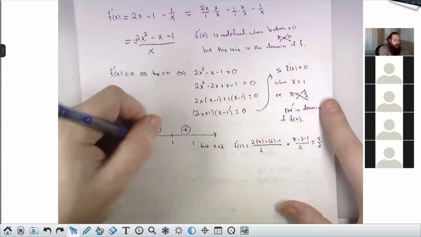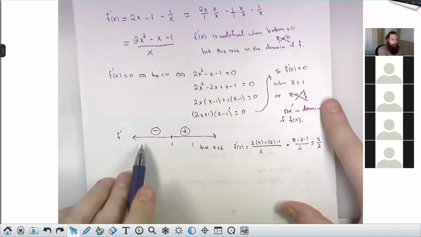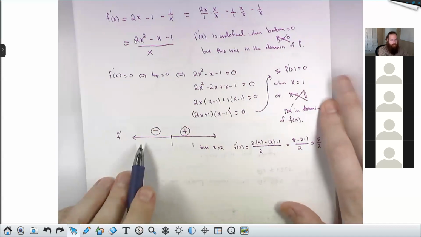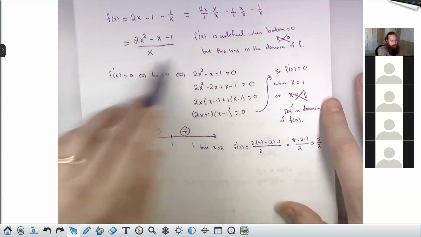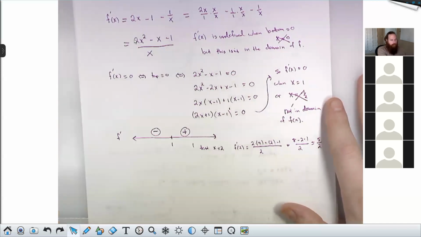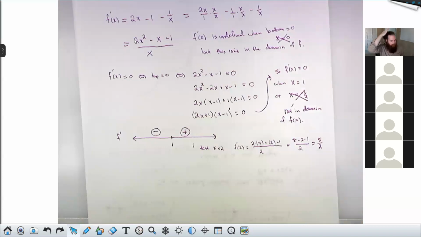Or you could test 1/2. Can't test 0 over here because 0 is not in the domain of the original. Also, 0 makes f prime undefined. So you'd have to test something between 0 and 1. But much faster to use the multiplicity trick. So f is increasing.